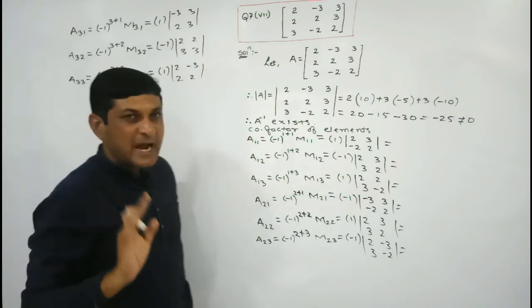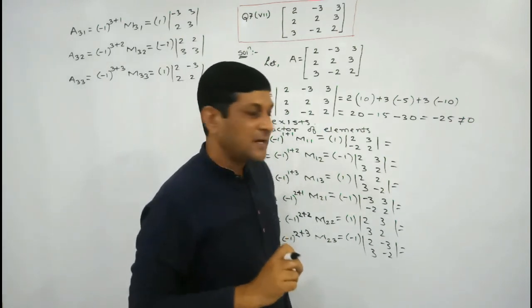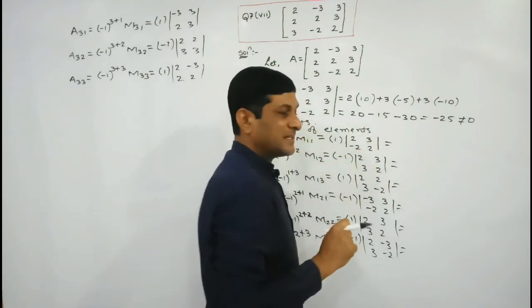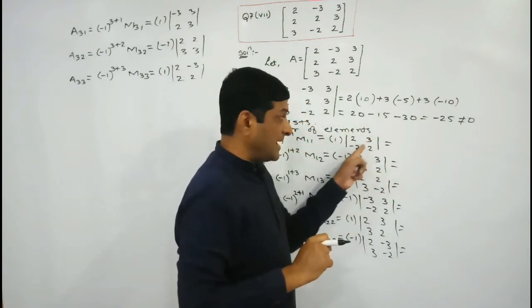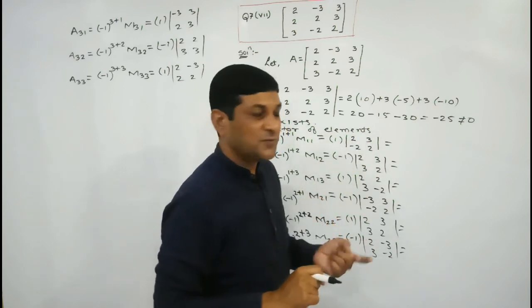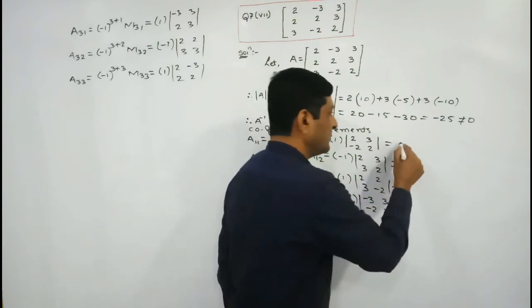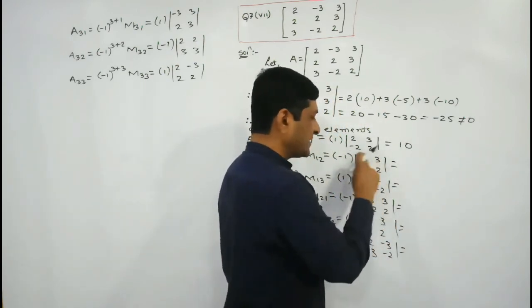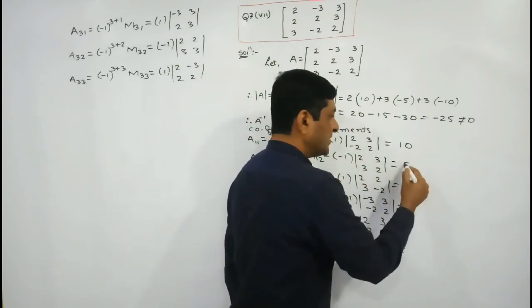Now the only part left is to simplify this determinant and find the value of the cofactor. Here 4 minus minus means plus 6. 4 plus 6 is 10. 10 into 1 will be equal to 10. So here 4 minus 9 will be equal to minus 5. Minus 5 into minus 1 is plus 5.